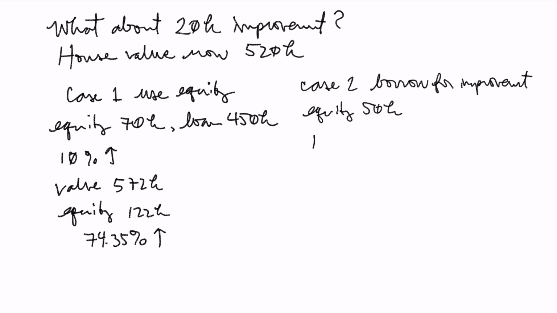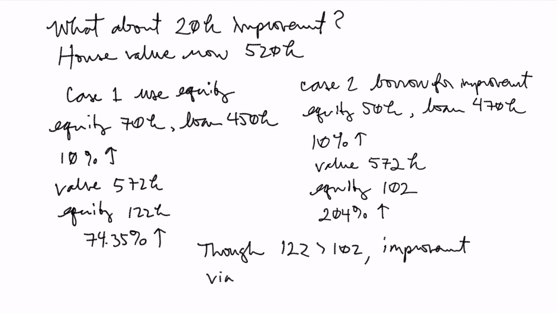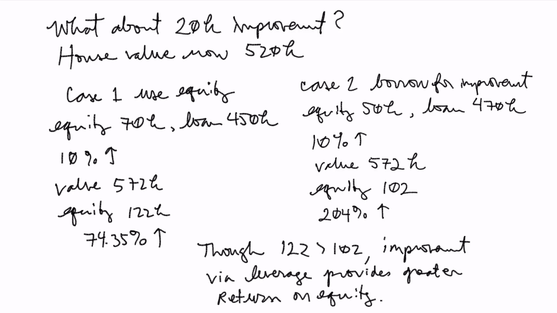If instead you take on a second mortgage, $572,000 value with a $470,000 loan is $102,000 in equity, which is a 204% change from $50,000. Clearly, though 122 is greater than 102, you get a better return on your equity with the additional mortgage, and you'd still only risk 50K instead of 70K.